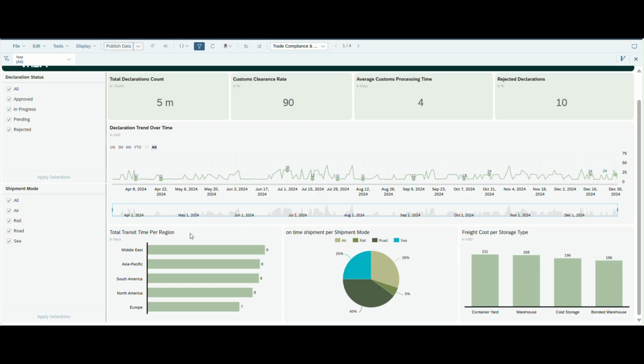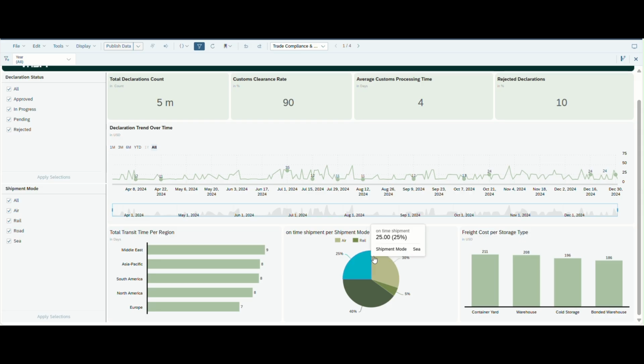Next, the on-time shipment rate per mode tells you how reliable each transport channel is. Road shipments account for 40%, sea for 25%, air for 30%, and rail just 5%. This helps you identify which channels drive reliability and which may need operational improvements.